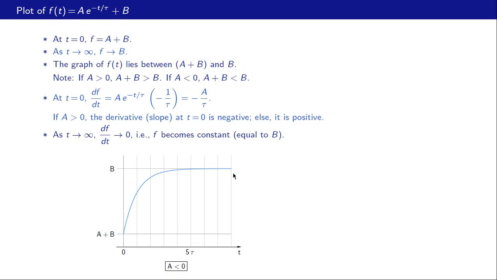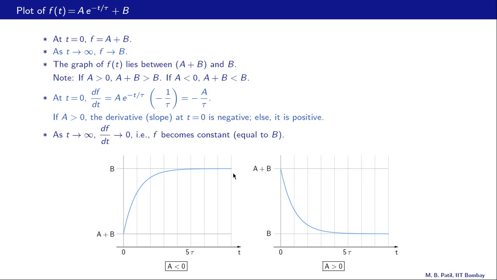Alright, now let us look at the second case, that is a positive. If a is positive, a plus b is greater than b. That means our initial value is greater than our final value, and that is what we see over here. This is the initial value, that is the final value.